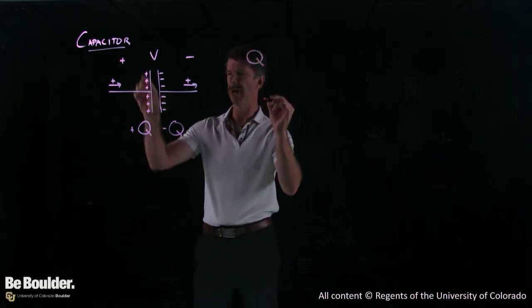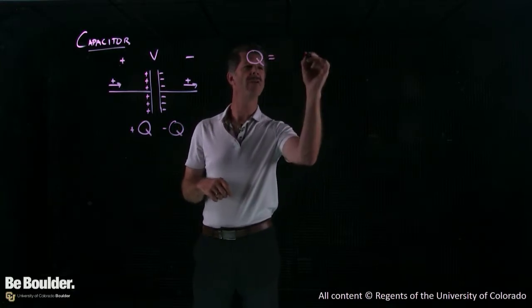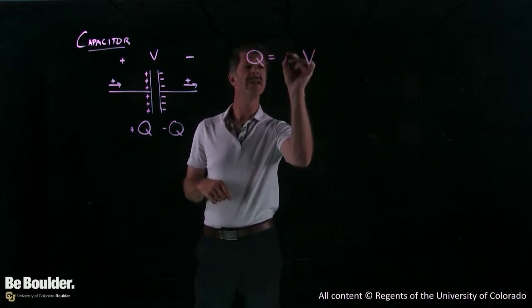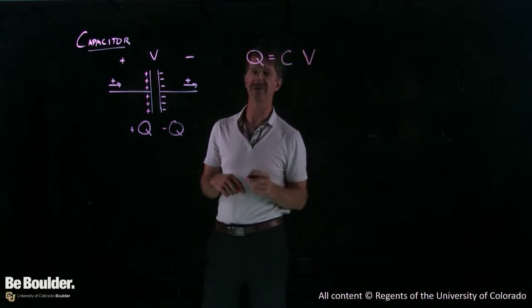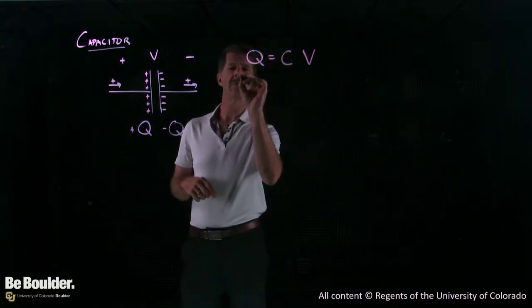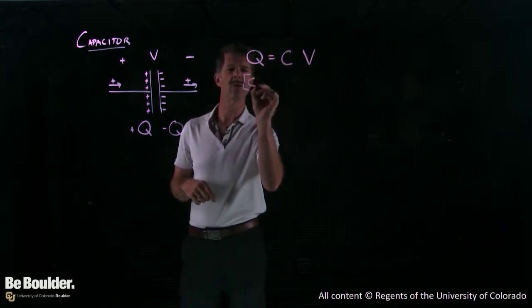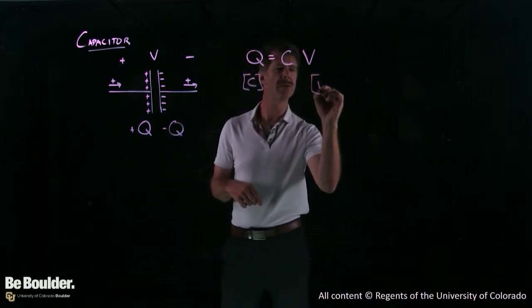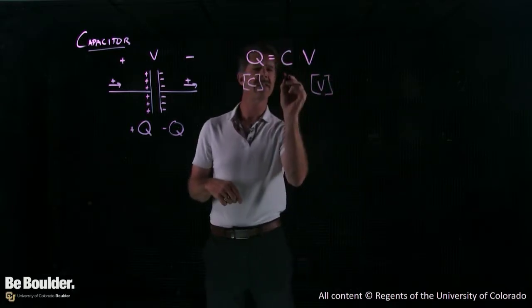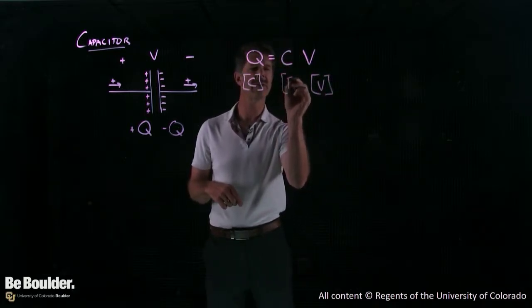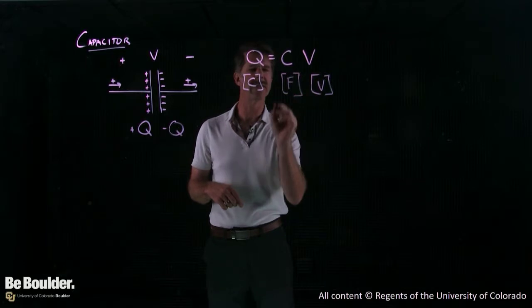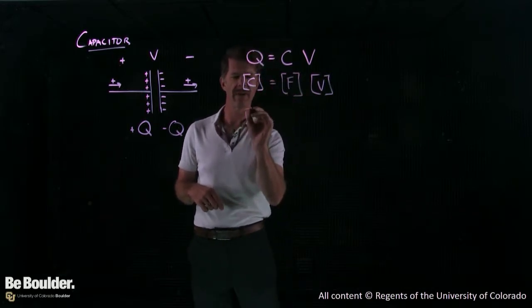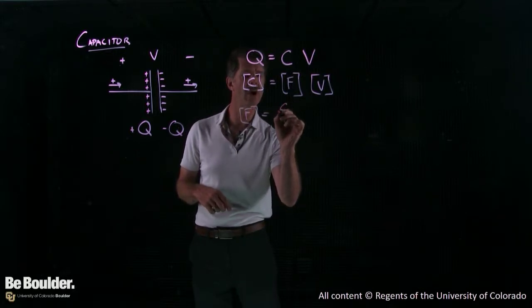The charge that builds up on one of these plates will be found to be proportional to voltage, and so we'll make up a proportionality constant. Just writing the units, remember this is in coulombs, C for coulomb. This is in volts, V for volt. And this, we got to give it a new name, and it's named for Michael Faraday, and it's farads. And therefore, a farad is 1 coulomb per volt.